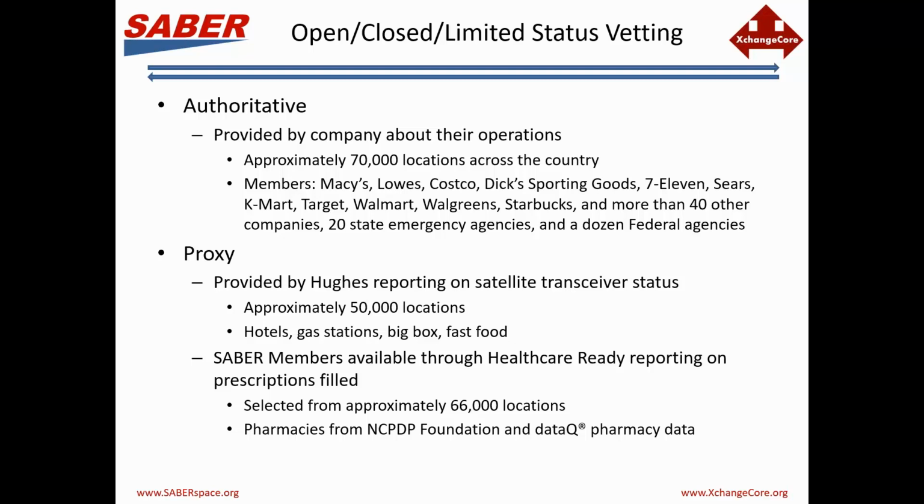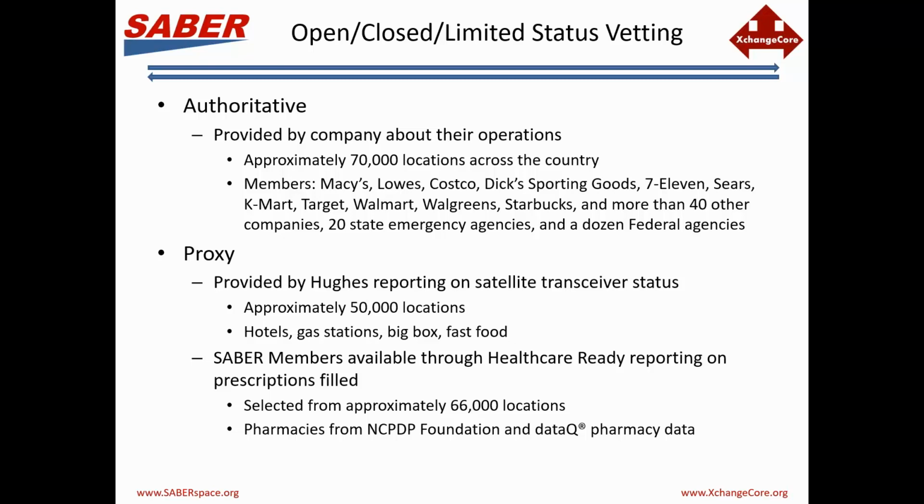So that proxy then is viewed in the context of authoritative information. And I can be pretty confident that if there's a Target in a shopping center that is closed, and I have a proxy from a Pizza Hut in that same shopping center, there's probably a pretty decent chance that that Pizza Hut is closed. But that's an interpretation that has to be made by the end user of the data.